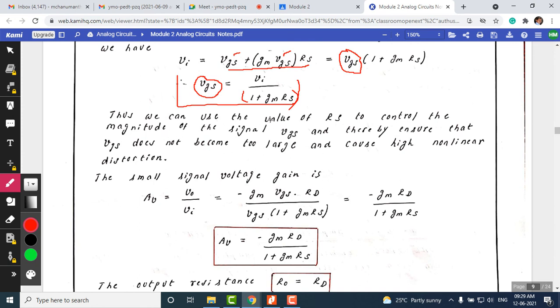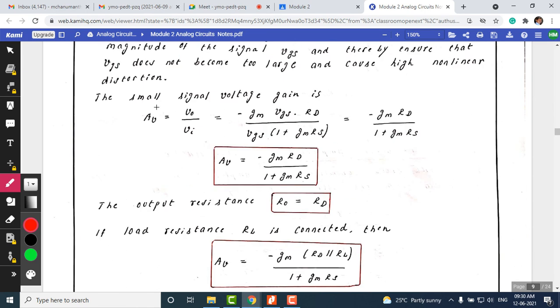Thus we can use the value of RS to control the magnitude of the signal. VGS especially can be controlled by varying RS, and we can ensure proper feedback is supplied so that the overall circuit operates in a linear manner. Non-linear distortion can be eliminated by reducing the value of VGS through RS.